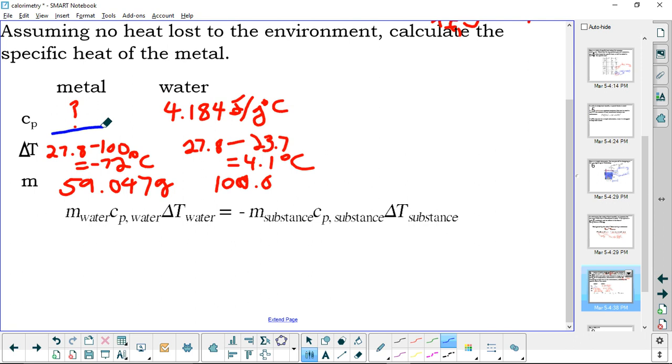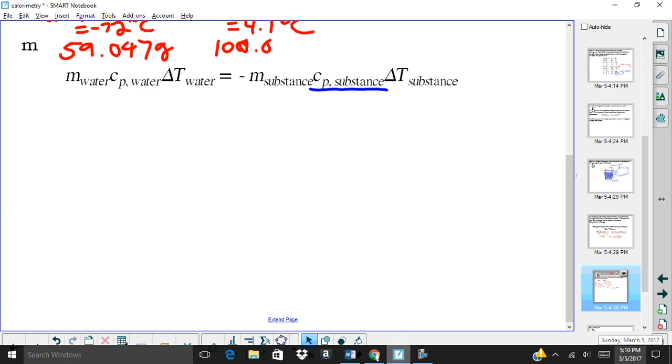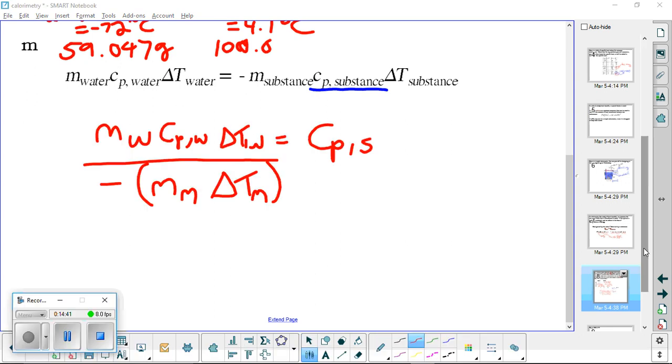Since the only information that I'm missing is the specific heat of the metal, I'm going to rearrange this equation to isolate the specific heat of the substance, which is the specific heat of the metal. So when I rearrange this to isolate the specific heat of the substance, I will end up with the following. So we're back, and what you see now is the equation rearranged to isolate the specific heat of the substance.